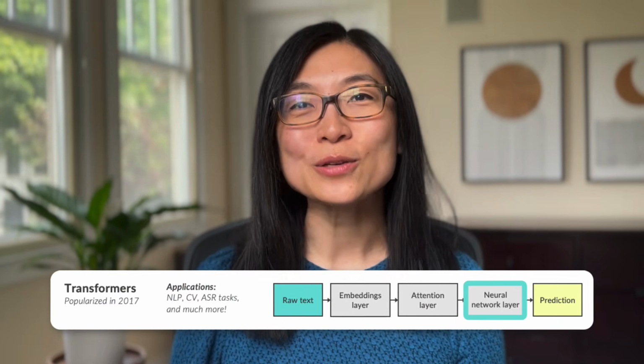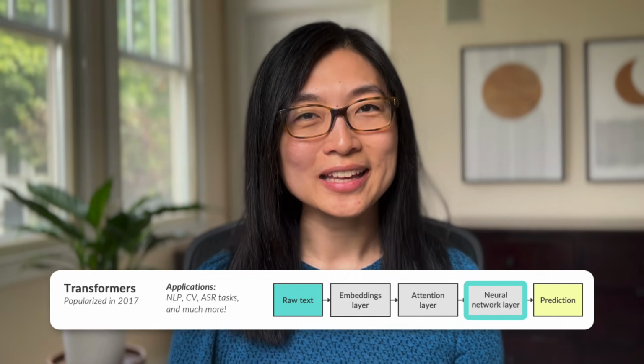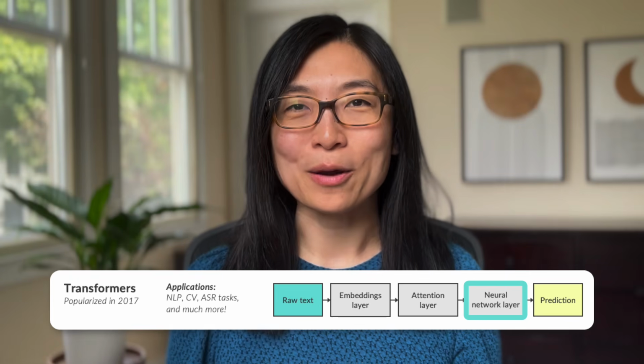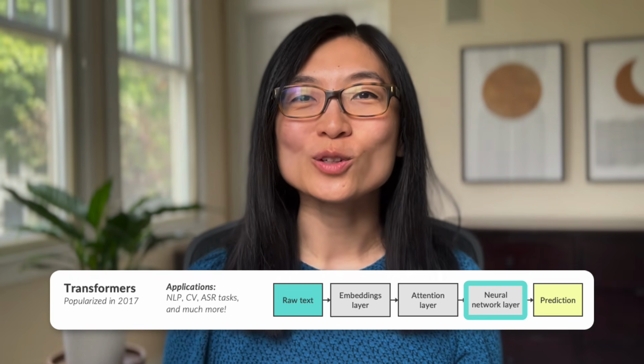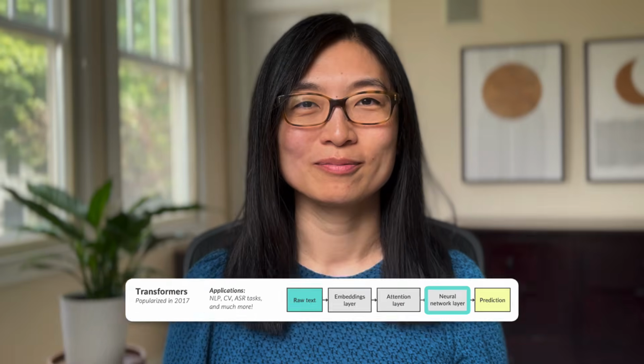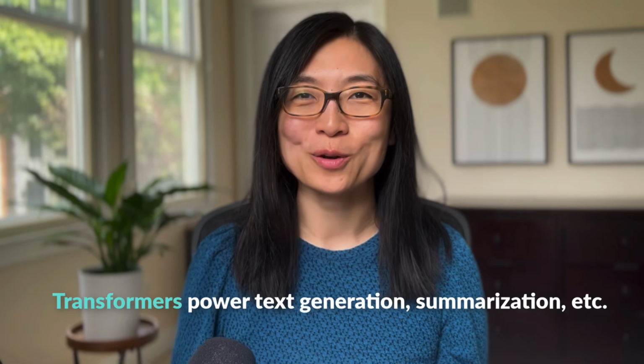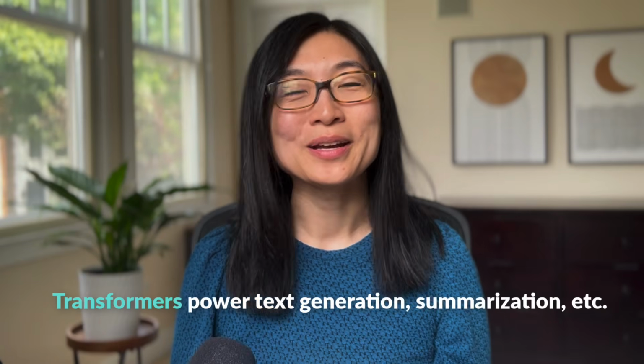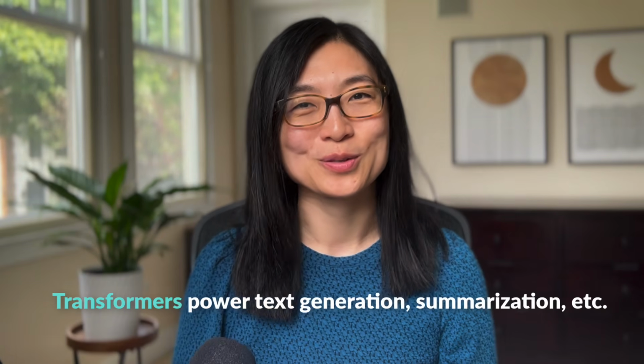And then finally, you have the neural network layer. This, again, is the learning step. This takes the output from the attention layer, and then it learns deeper relationships like adjective-noun pairs or sentence structures. Now, these steps happen again and again, hundreds and thousands of times across many layers, which is how transformers pick up the complex patterns within language. Once again, transformers are what's behind text generation, summarization, translation, and so much more.